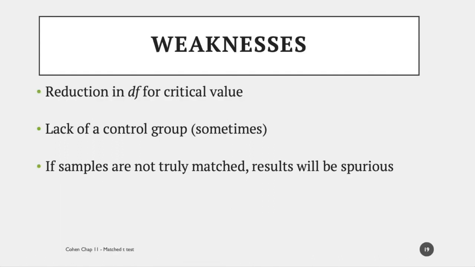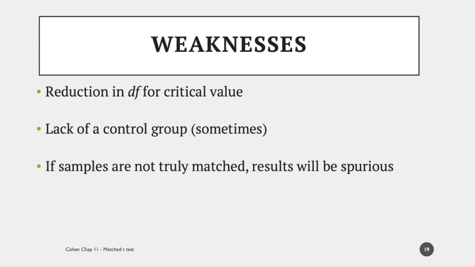Now note some weaknesses when it comes to the paired samples designs. Because we're using the difference scores instead of two independent groups, our degrees of freedom is actually going to be smaller, which generally means, especially with smaller sample sizes, our critical value is going to be bigger. So our reduction in degrees of freedom for the critical value means that our t-statistic needs to be bigger in order for it to be significant.